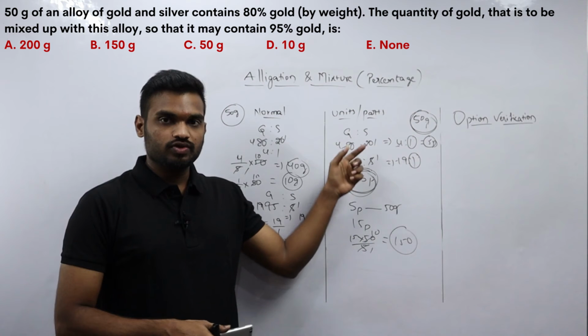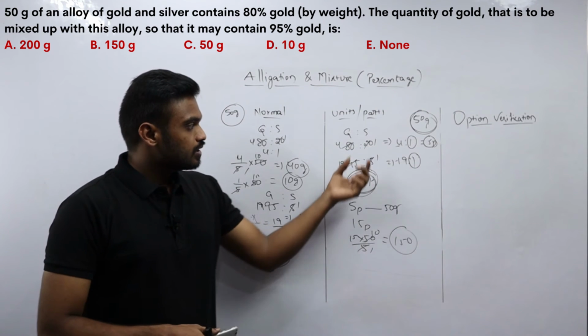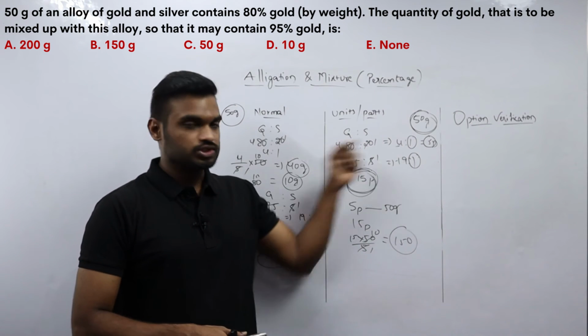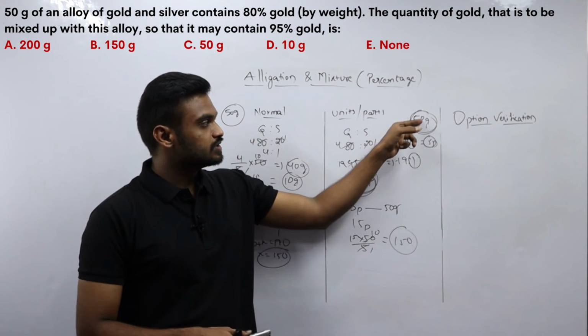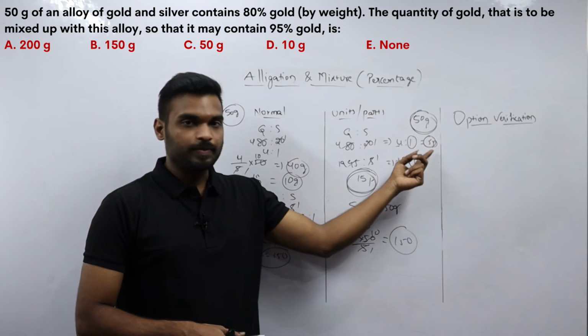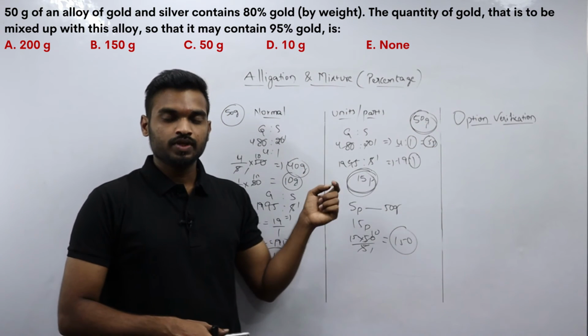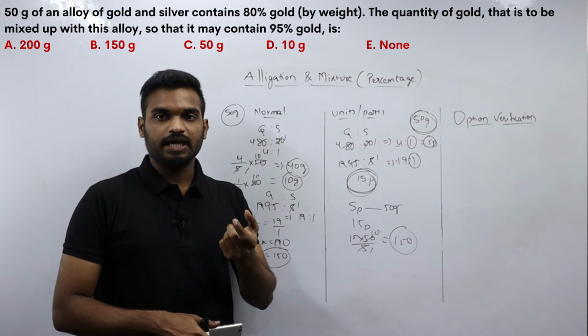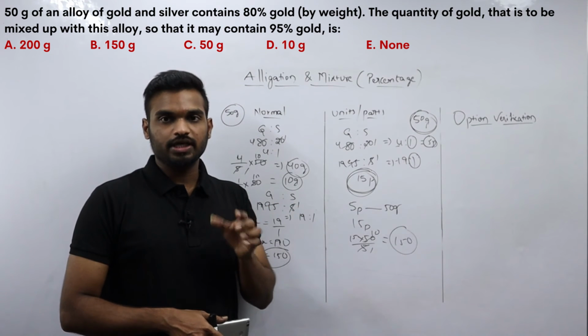I will explain the problem once again. Here the initial ratio is 4:1, and the initial quantity is 50 grams. It is already given in the question. So this 4 plus 1, that is 5 parts, is equal to 50 grams. Now they are saying that after adding some grams of gold, that is, we don't know how many grams of gold.